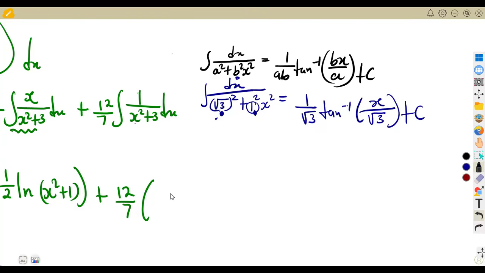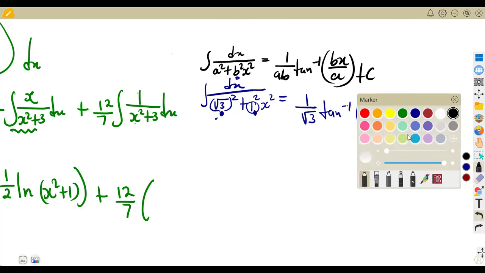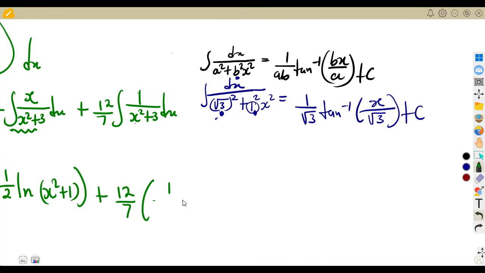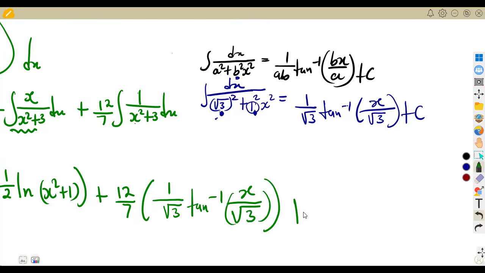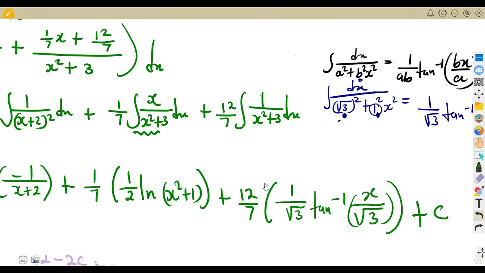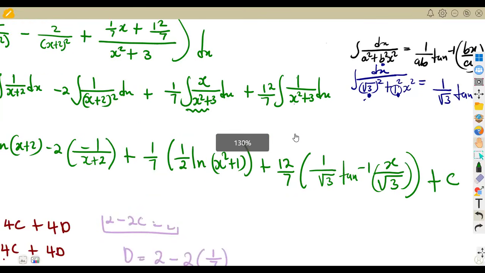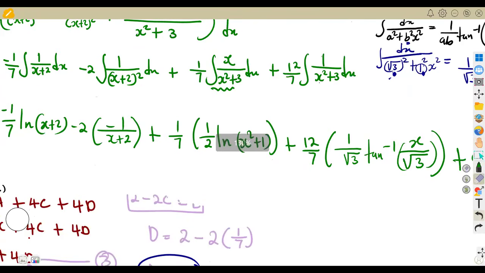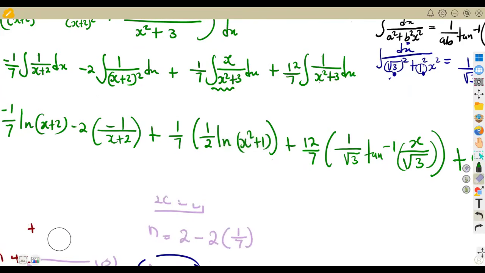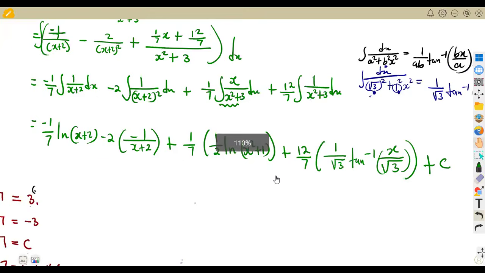So I want you to check that from your formula sheet again on page number 4. So this is going to be 1 over the square root of 3, then we have arctan, in this case, x over the square root of 3, plus the constant of integration. So we have managed to integrate each and every part. What we are going to do is just simplify further whatever we have so that we conclude our solution.